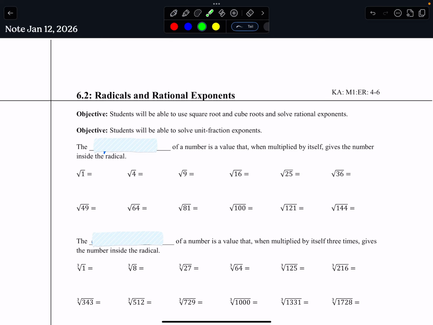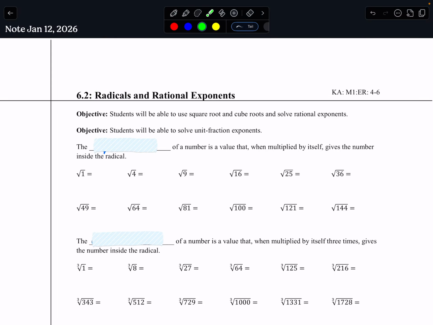All right, Math 1 people, this is lesson 6.2, radicals and rational exponents. In Khan Academy, we're working in exponents and radicals, and after this lesson, you should be able to complete skills 4, 5, and 6. Your objectives are that you'll be able to use square root and cube roots to solve rational exponents, and you'll also be able to solve unit fraction exponents. So before we dive into the lesson, what do these words mean?